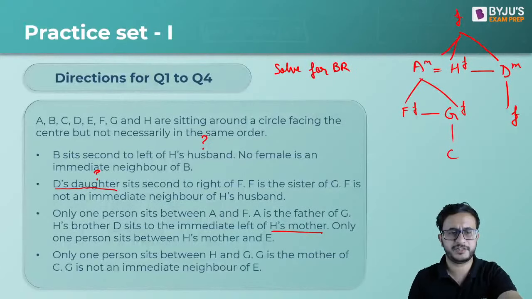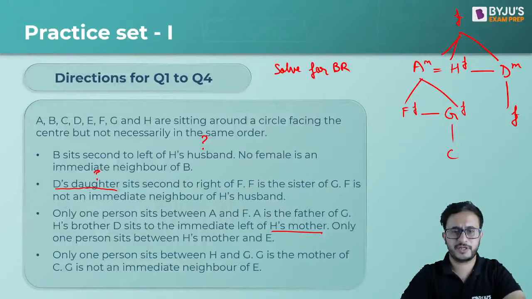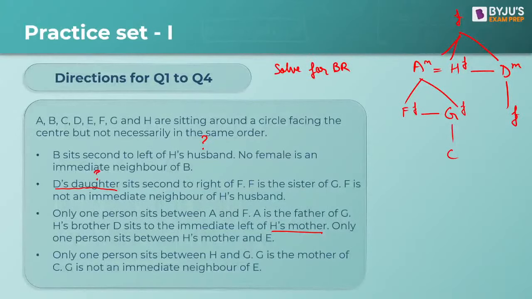So now let us try making the arrangement, and probably we could find out something. Right? Okay, so let us start with the arrangement part then. Maybe we could find some more information when we do the arrangement bit. Okay, so let us start with the first statement itself. It says B sits second to the left of H's husband. So we'll make a seating arrangement of 8 people.